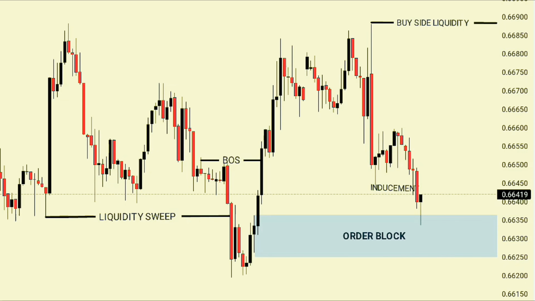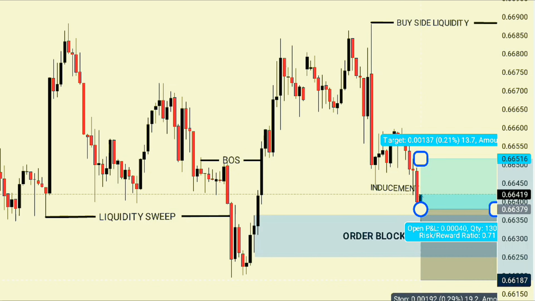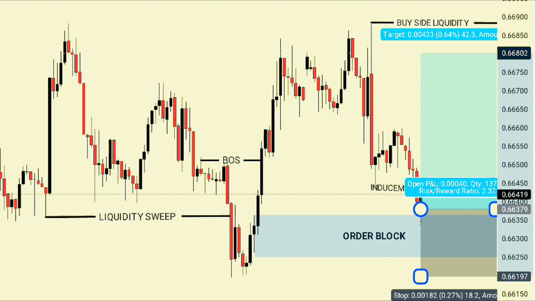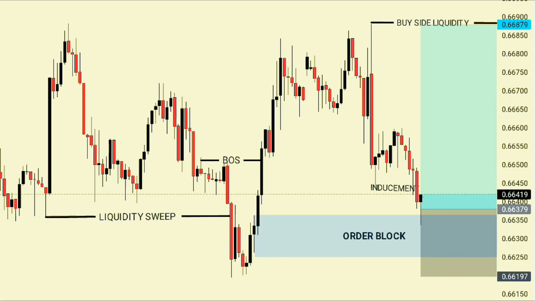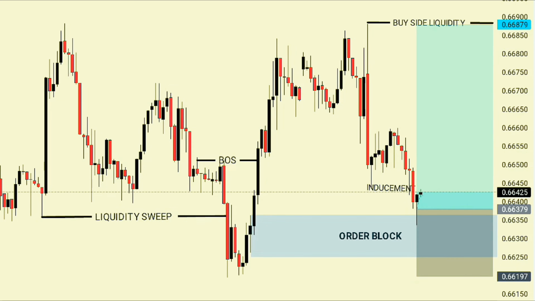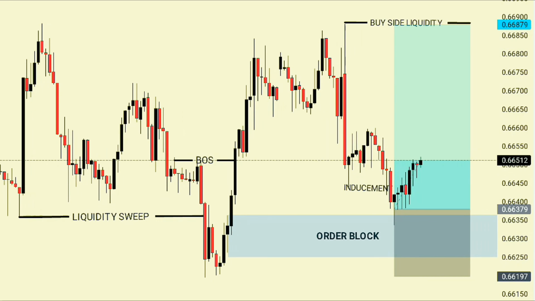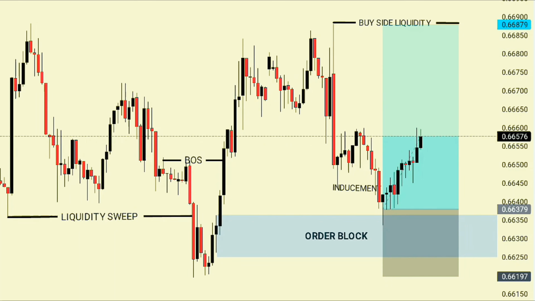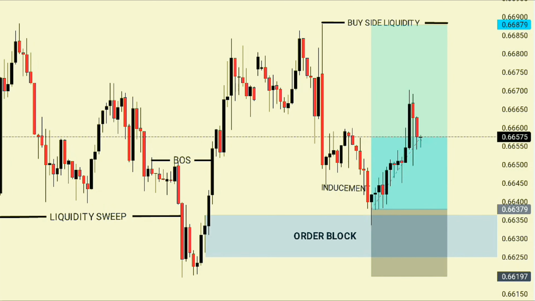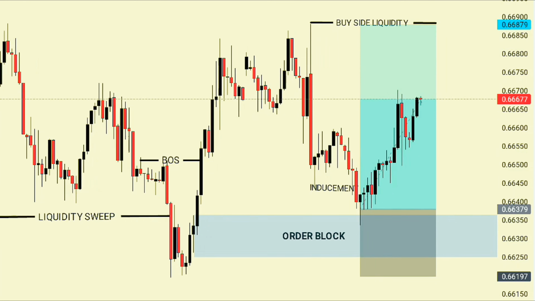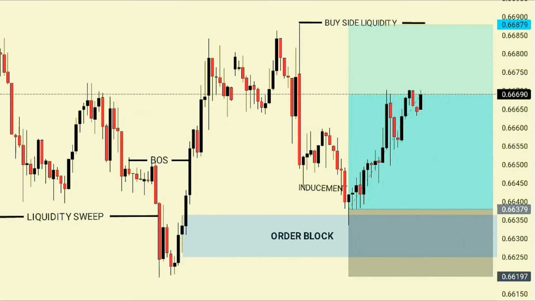Price dips into the order block, sweeps inducement, and instantly shows a bullish reaction. This is where I place my buy order. My stop loss is safely below the order block, outside the range where smart money collects liquidity. My take profit is set at the buy-side liquidity above. As the market pushes upward, it respects the OB perfectly, climbs through the imbalance, and delivers cleanly into the liquidity target. This is how you trade with smart money, instead of against it.